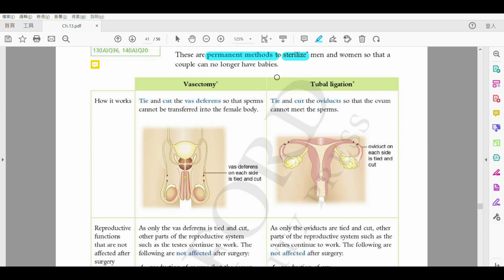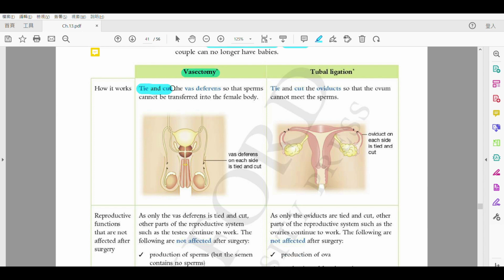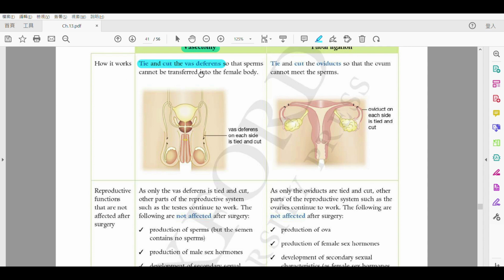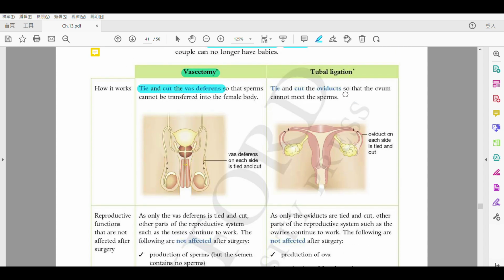Okay, so in the next page we're going to talk about some methods, also very safe, but not permanent. Okay, very similar to vasectomy. 好啦，咁 when we talk about vasectomy, it's like tie and cut 呢個係 vas deferens. Okay, 呢兩隻字 these two verbs you need to write out. Tie and cut 得唔得？會結紮咗啦，同埋切除咗嘅呢一個嘅輸精管啦 vas deferens, so that sperm cannot be transferred to the female body. And then similarly for tubal ligation 都係啦 tie and cut 呢個 oviduct 啦，so that the ovum will not be able to meet the sperm.